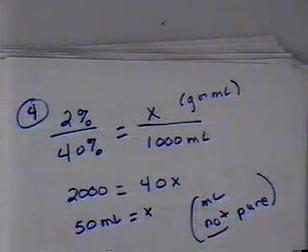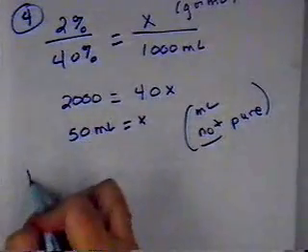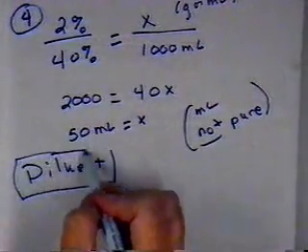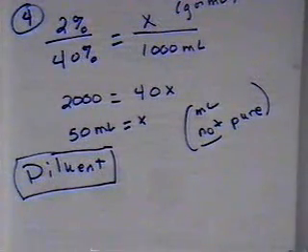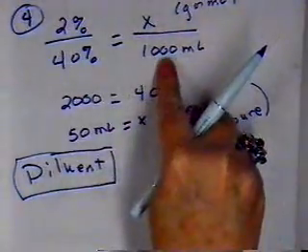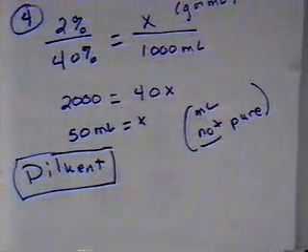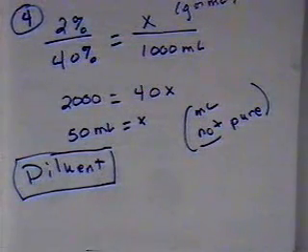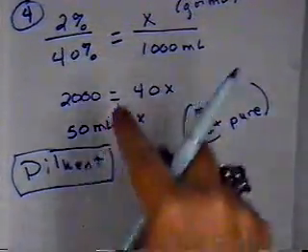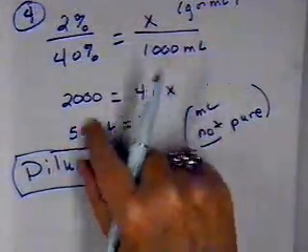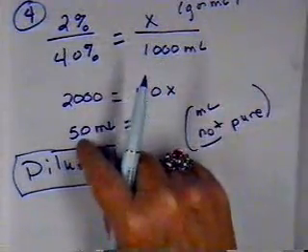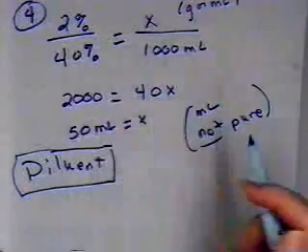But now, this question asks something different. This question says, how much diluent? Diluent says, I'm going to start off with 50 milliliters, and I'm going to make 1,000 milliliters. Diluent is what you dilute it with. It's either water or alcohol, depending on what you're mixing up. But diluent says, if I'm going to start with 50 milliliters and end up with 1,000, how much diluent do I have to pour in there to dilute it?